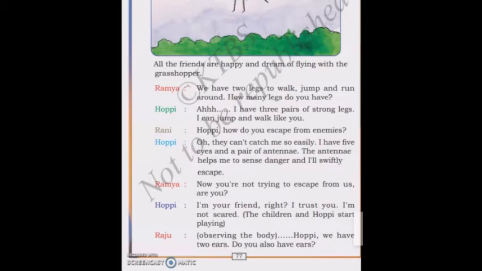How many legs do you have? Ramya is asking the grasshopper. We human beings have how many legs? 2 legs. And what do we do with those legs? We walk, we jump and we run around, isn't it? So how many legs do you have?